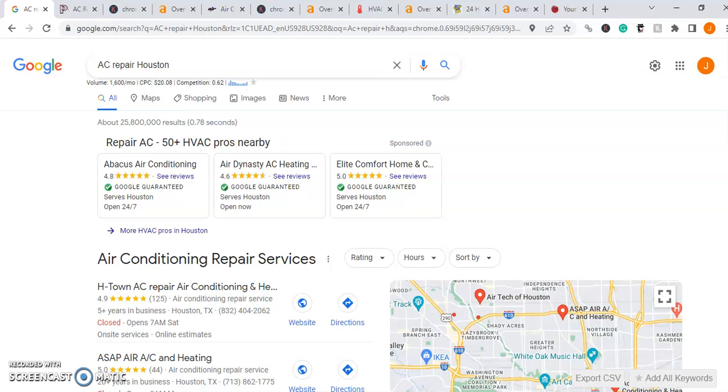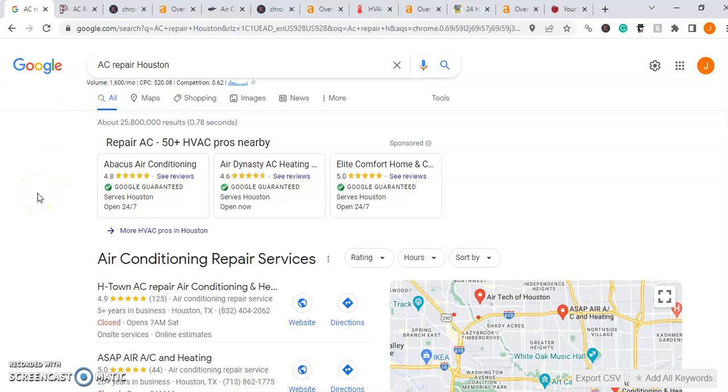to show you how you could turn your website into a lead generation machine and really generate some revenue for your business month over month. Now, if you take a look at the top here, we're looking at AC repair in Houston, which generates about 1,600 searches per month. Now, obviously, there's a lot more searches out there when you take into account different search terms like AC installation or maybe AC repair near me. But for the sake of this video, we're just going to focus on AC repair in Houston.